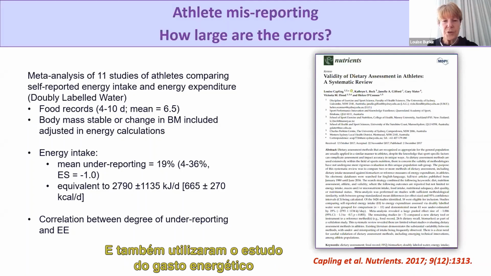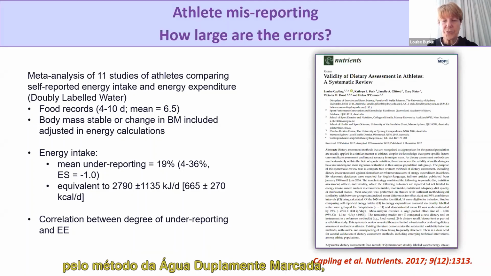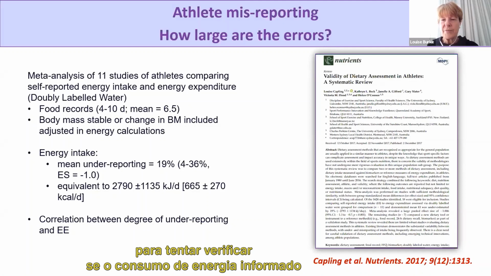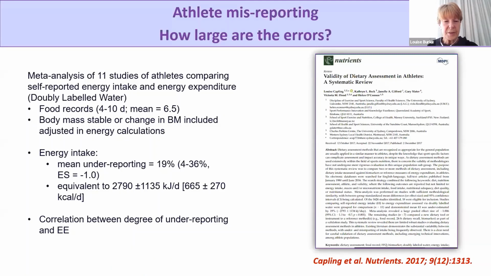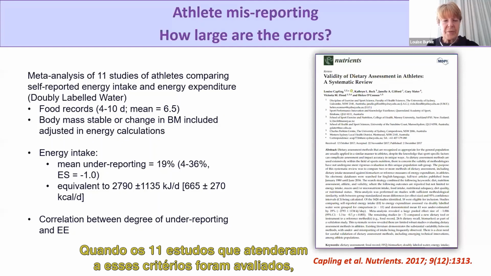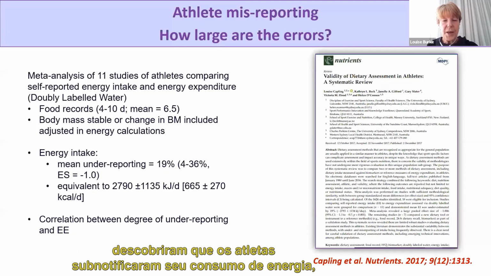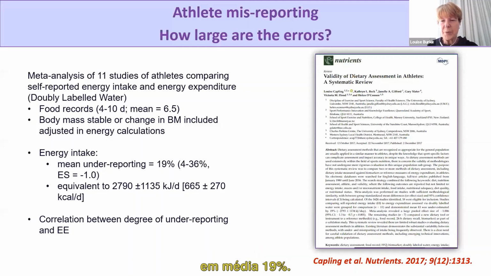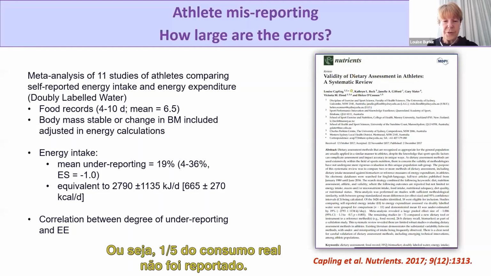And then they also used energy expenditure measurements through doubly labelled water to try to validate whether the energy intake that was reported and the energy expenditure that was measured through another technique were in balance. And when the 11 studies that fitted these criteria were assessed, they found that on average, the athletes were underreporting their energy intake by about 19%. So about a fifth of their true intake was underreported.